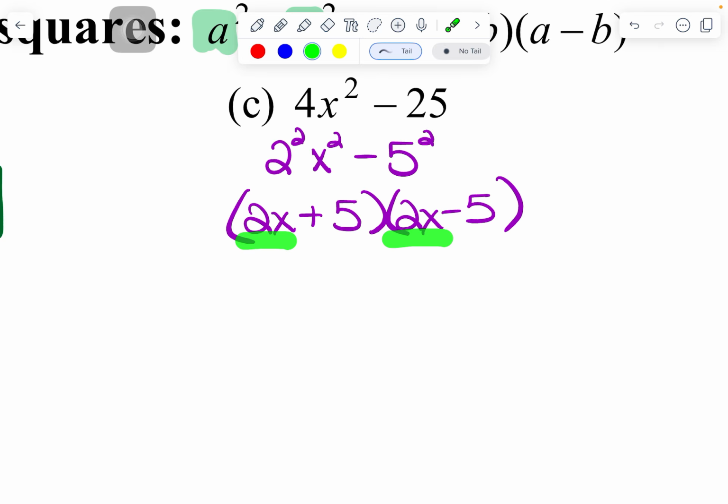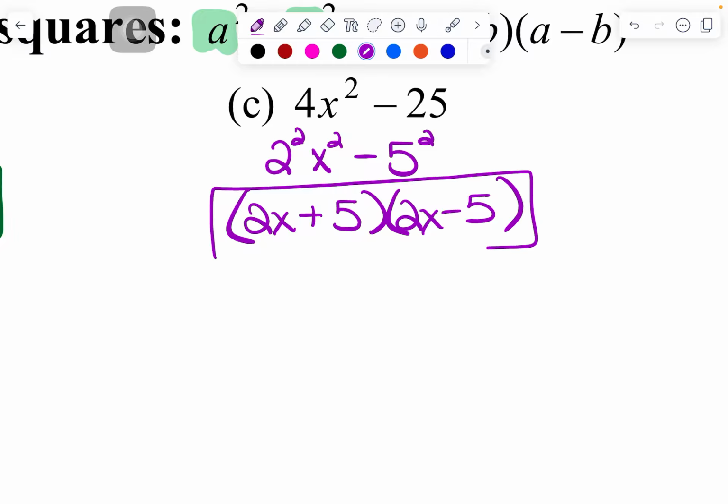So 2x times 2x, 4x squared. Positive 5 times negative 5 is negative 25. Positive 10, negative 10, when you multiply them together, they cancel. So there is the factored form for part C.